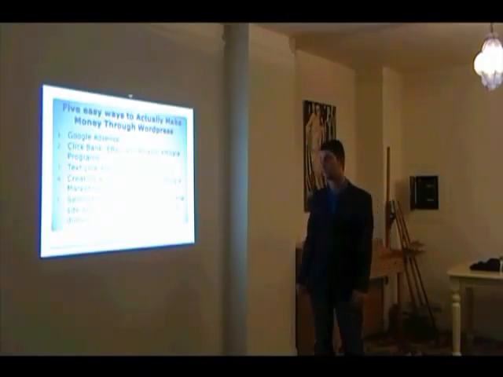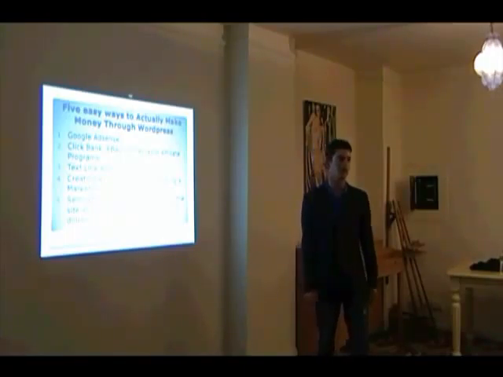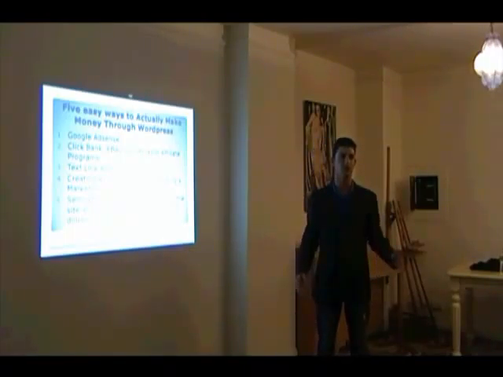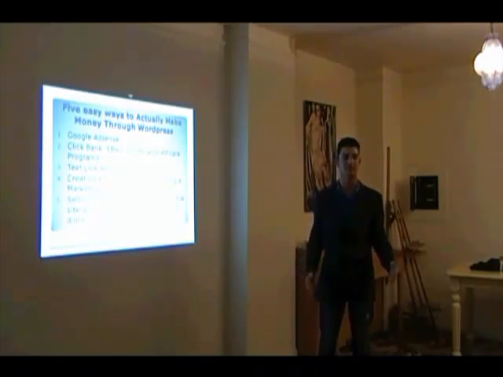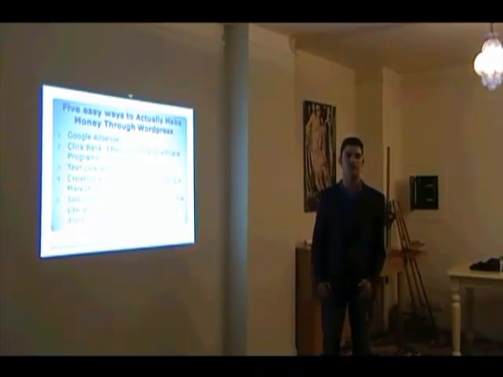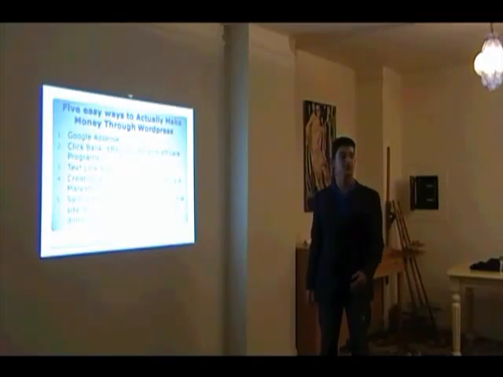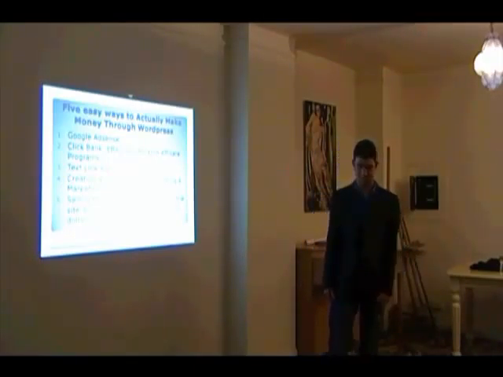So the fourth step is to create an opt-in form and a marketing list. So once you figure out your niche, you figure out your website, you're going to create a little opt-in form and you're going to start generating leads. It's called a marketing list. And then you could sell that list to someone else.